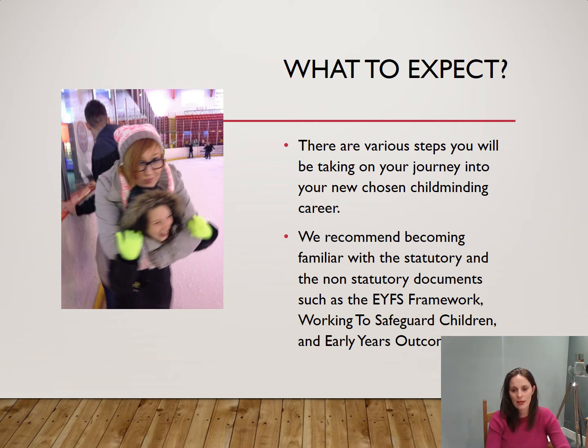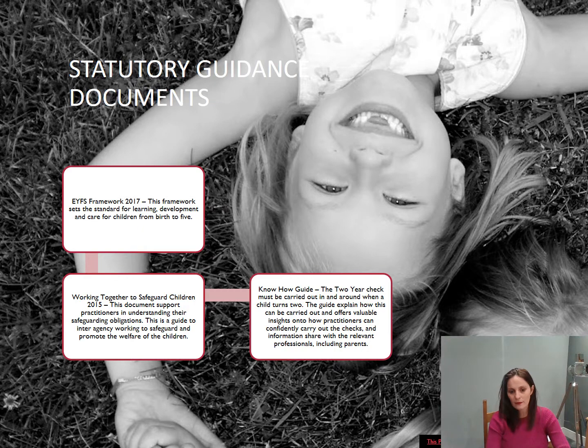We're going to take you through some steps of how to register as a childminder, but the first thing we recommend anybody wanting to come into this profession is to look at the EYFS framework. There are other statutory guidance documents that you need to be looking at as well. As we've just said, the EYFS Framework 2017, which sets the standards for learning, development and care for children from birth to 5. Then there's the Working Together to Safeguard Children 2015 document. This document supports practitioners in understanding their safeguarding obligations. It's a guide to interagency working to safeguard and promote the welfare of children.